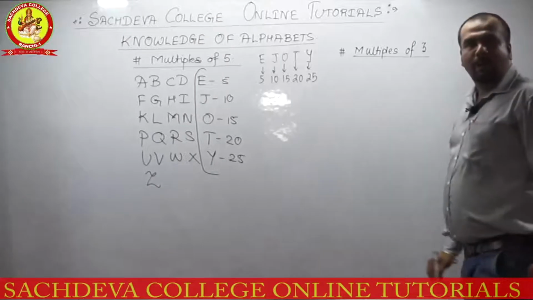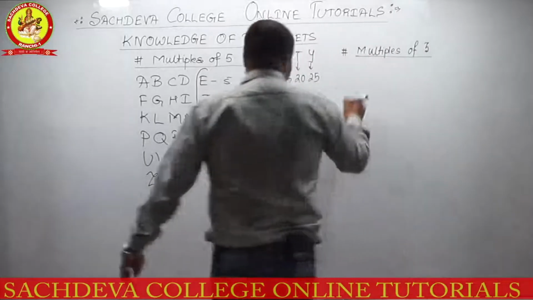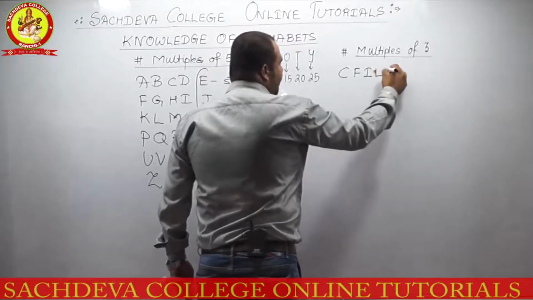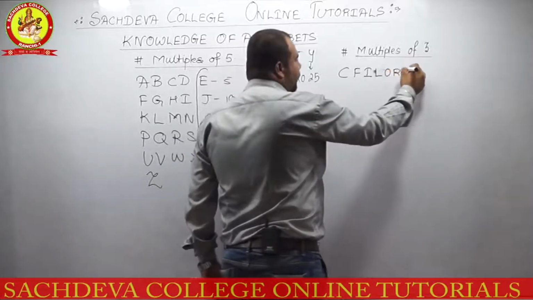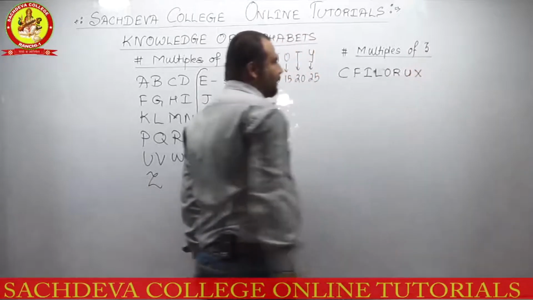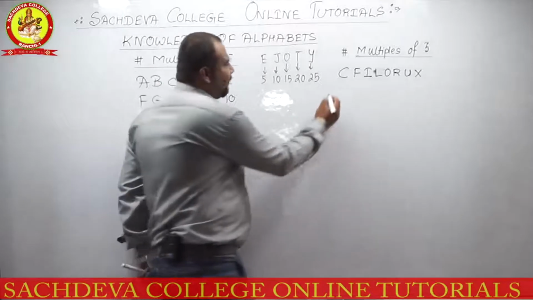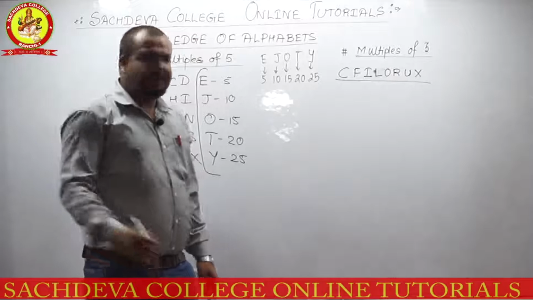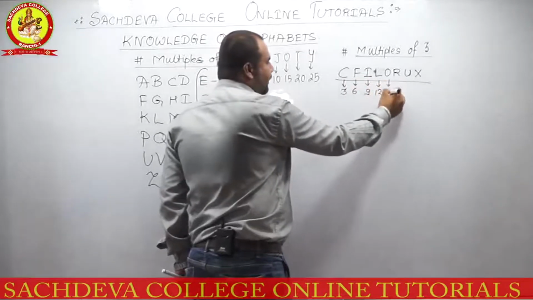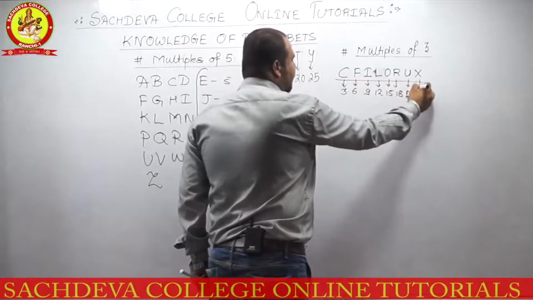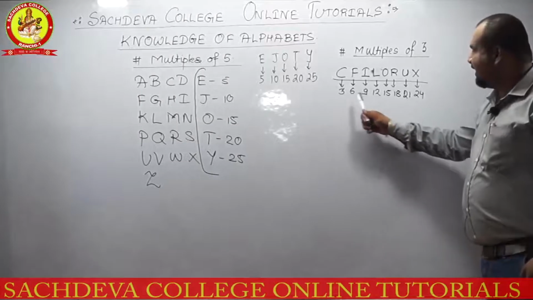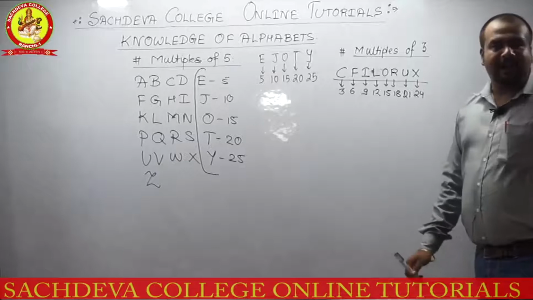When we talk about multiples of 3, we can see that we have A, B, C, D, E, F, G, H, I, J, K, L, M, N, O, P, Q, R, S, T, U, V, W, X. Yes or no? Now, we have CFILORUX. C is 3, 6, 9, then 12, 15, 18, 21, and 24. That is A, B, C is 3, D, E, F is 6, and so on. 3, 6, 9, 12, 15, 18, 21, and then 24. Are these not the multiples of 3?